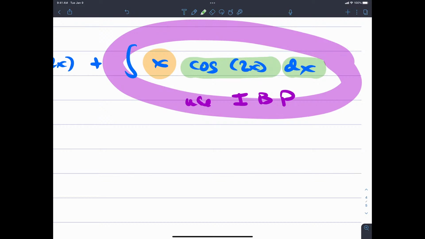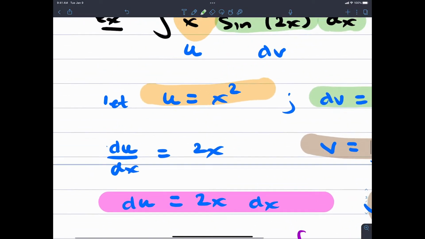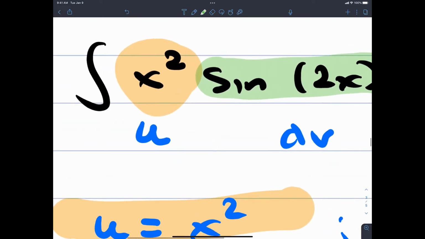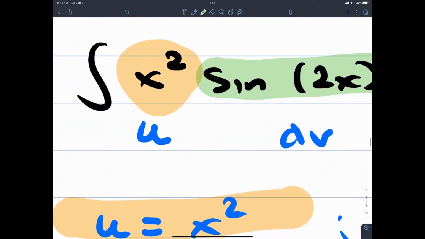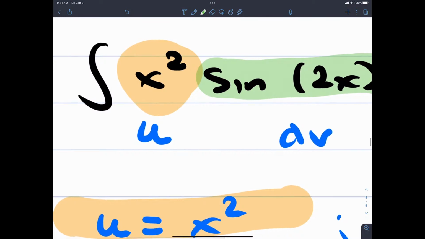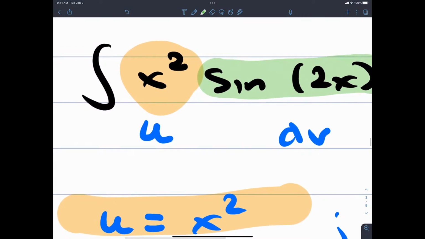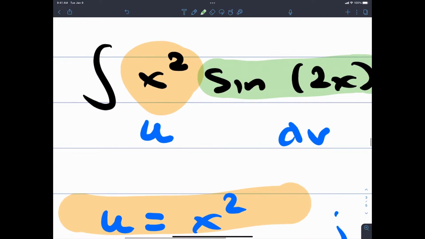Sometimes that happens. You want to know what the tip-off is? Right in here. If you see x squared, you're going to do it twice. If you see x cubed, 3 times. If you see x to the 4th, 4 times, but they're not going to give you that. You guys understand what I'm saying?